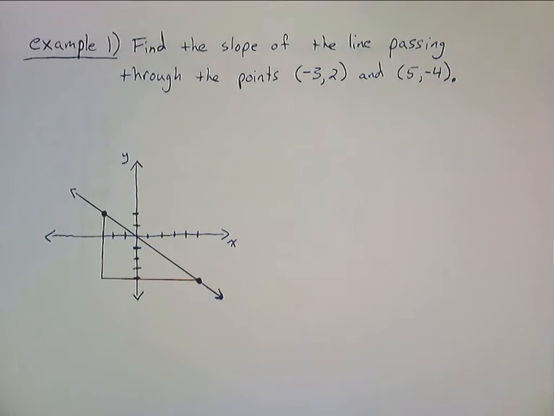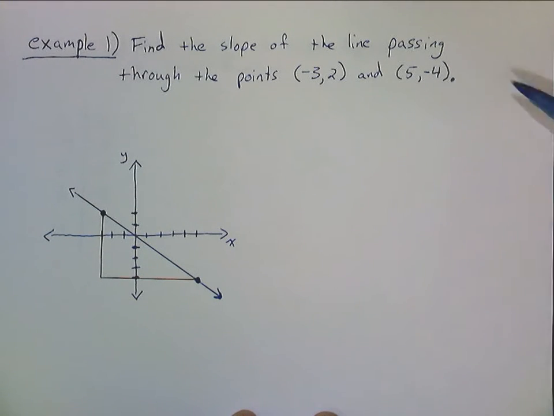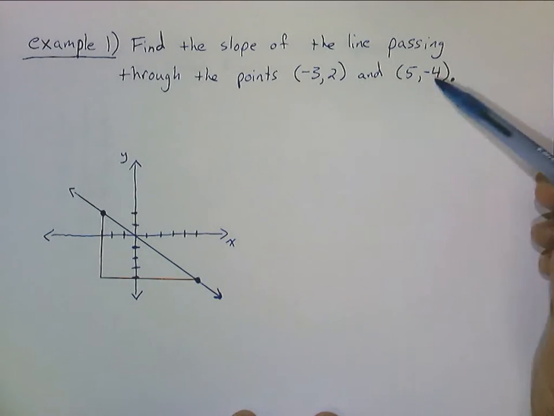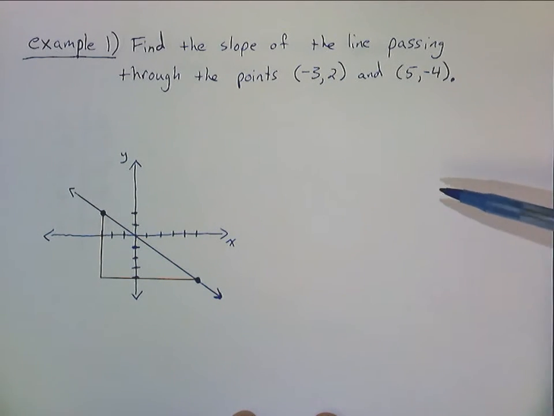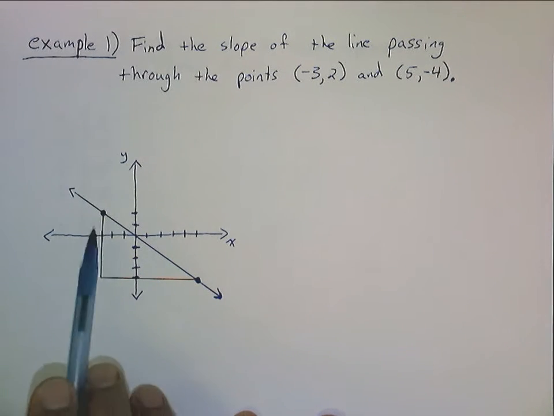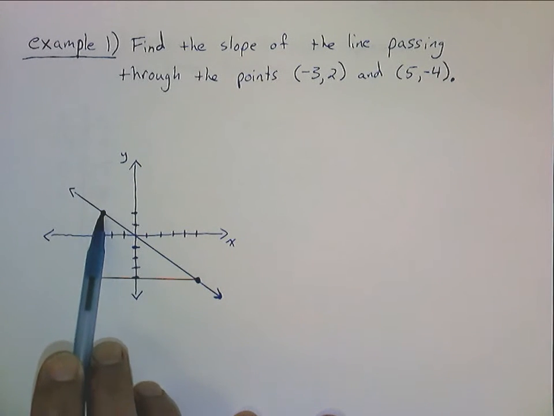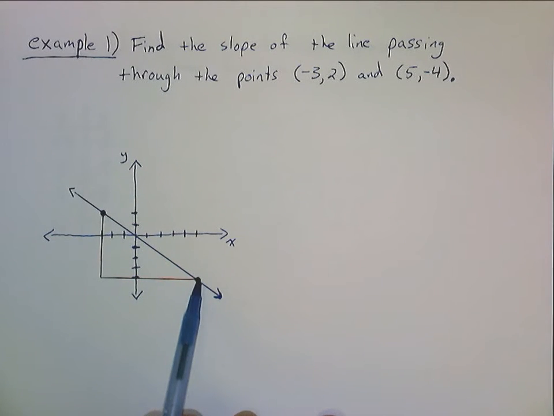So if we want to find the slope of the line that passes through these two points, (-3, 2) and (5, -4). And any two points are going to determine a unique line, so you only need two points to find the slope of a line. And I drew a little sketch down here of that. Here's the point (-3, 2), and over here is the point (5, -4).